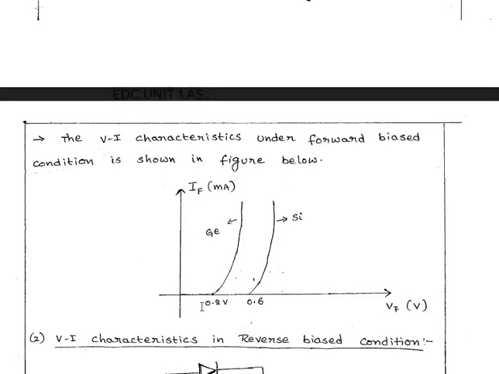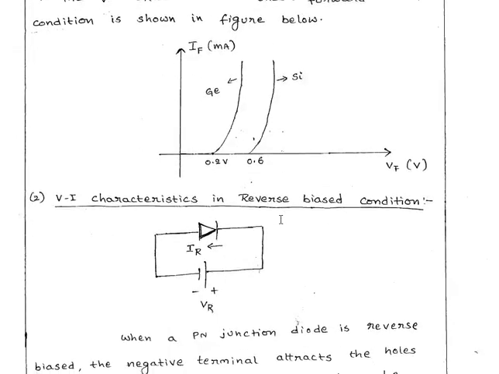Based on the applied potential, for germanium at 0.2, the cut-in voltage gets crossed so that germanium allows current to flow through it. Similarly, silicon also, from 0.6, the cut-in voltage of the PN junction, the potential barrier gets eliminated and it allows the current to flow through it.